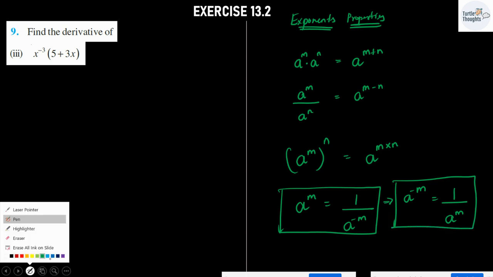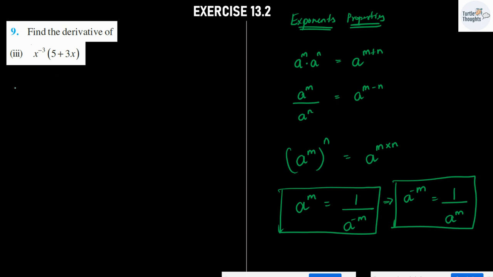All right. Now, let me take the given problem to be y or f of x, anything you can consider. X raised to the power minus 3 multiplied by 5 plus 3 multiplied by x.